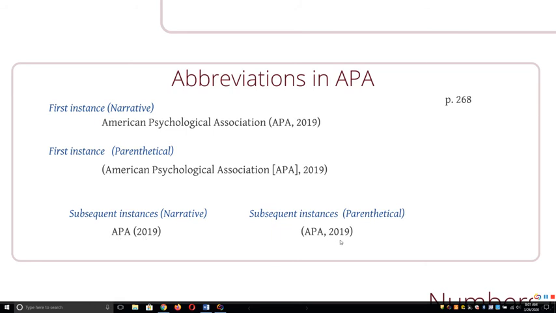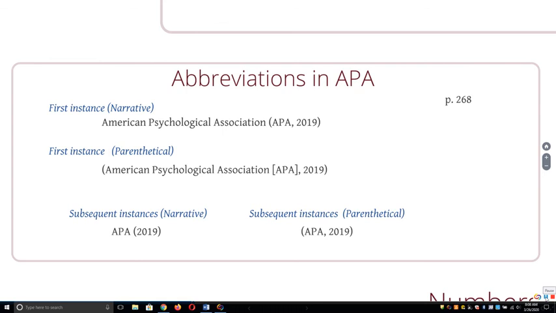Alternately, if the first time I see this and I want to abbreviate it, it's in a parenthetical citation, I can write American Psychological Association, and then in square brackets, I can indicate to my reader that I'm looking at something from APA, follow that with a comma, and then the year. And then every subsequent time I can either do APA 2019 or a parenthetical APA, 2019. Again, all of this is on page 268 of the APA 7th edition manual.